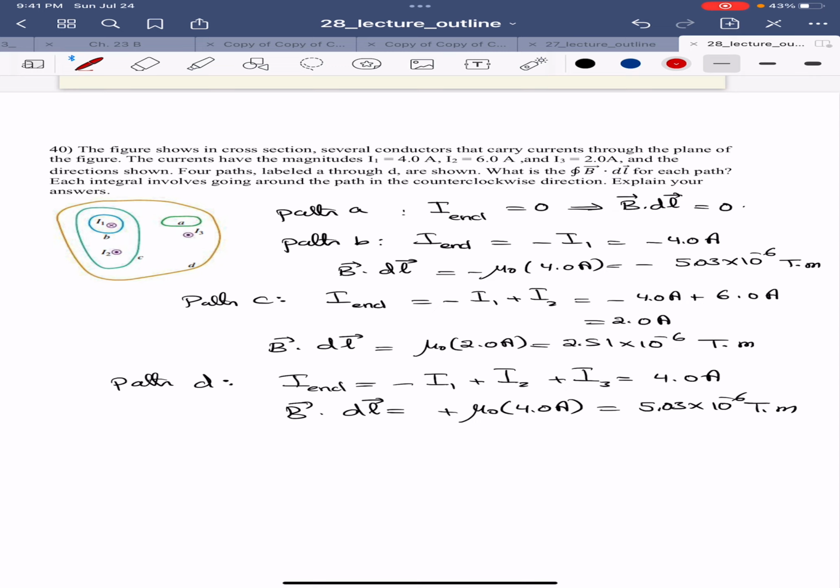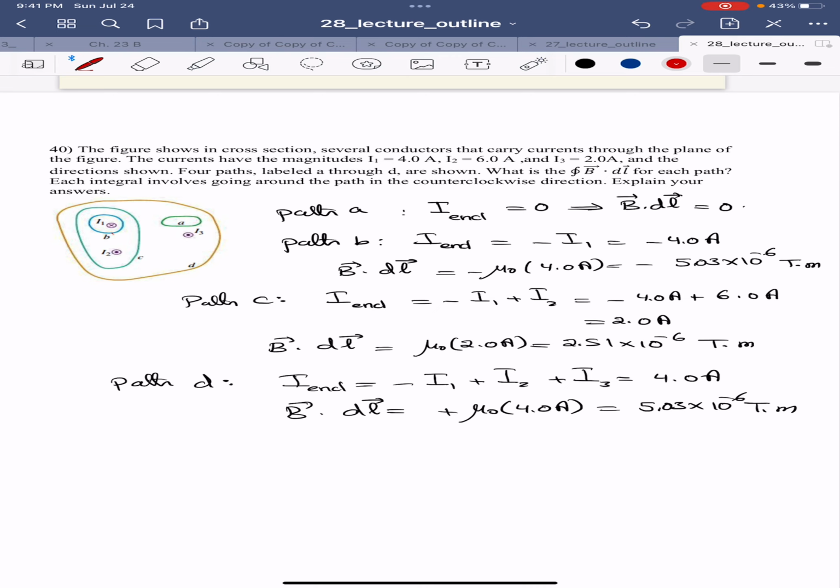Path A, we have no current enclosed, then the integral of B dot dl is 0. Path B is this one here. We have the current, that one is going into the page, and therefore is going to be negative I1, and that is negative 4 amperes. Then the integral of B dot dl is going to be minus mu 0 times I, which is minus mu 0 times 4 amperes.